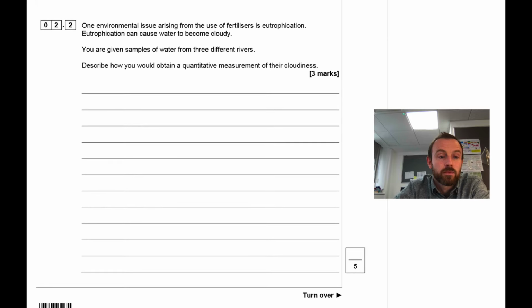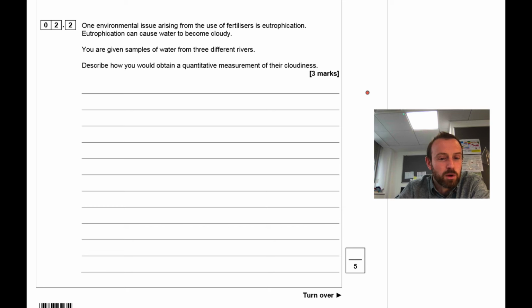Moving on. One environmental issue arising from the use of fertilizers is eutrophication. Eutrophication can cause water to become cloudy. You are given a sample of water from 3 different rivers. Describe how you would obtain a quantitative measurement of their cloudiness.